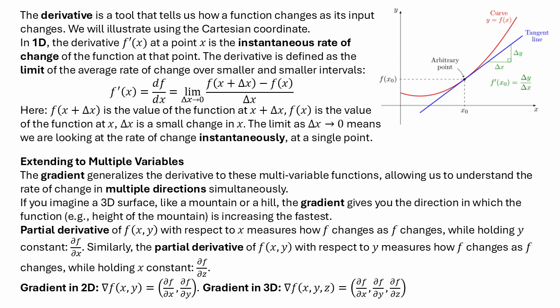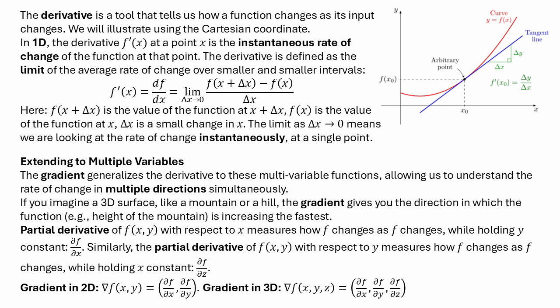Exactly. And this idea isn't limited to mountains. Think about a weather map. Like those ones with all the different colors for temperatures? Yeah, exactly. The gradient at each point would point towards the hottest spot nearby. Whoa, so if you follow the gradient on a weather map, you'd be walking towards warmer and warmer temperatures.